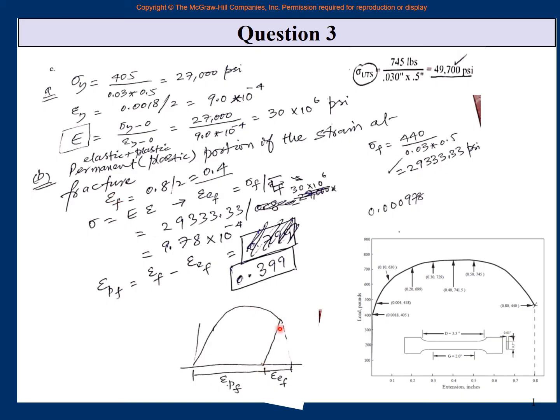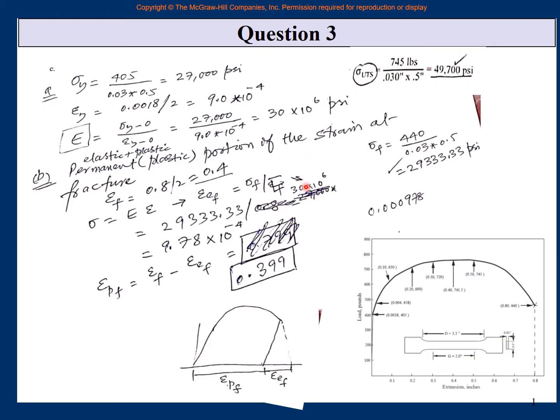For this one, this is a triangle, and it is the same as the initial triangle, right? Sigma is equal to E epsilon. Whenever there is a straight line, the equation is sigma is equal to E epsilon. So, right, the epsilon is sigma upon E. So you find the sigma at fracture, 440 upon the cross sectional area. So sigma at fracture, 440 upon cross sectional area, is 29333.33, right? So this is the sigma f. So here sigma f is 29333, and E you have just found.